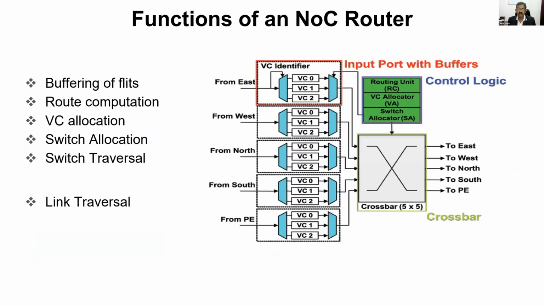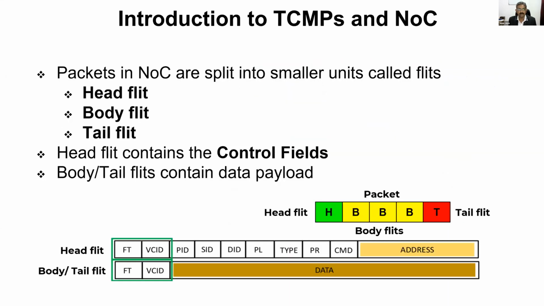If you look at the basic functions of an NOC router, it involves buffering of the flits, and then for every head flit, you do the route computation and virtual channel allocation, which is essentially reserving your buffer in the downstream router, followed by switch allocation, traversing the switch, and at the end, the link traversal. From a flow control perspective, packets in a network on chip are split into smaller units known as flits, which consist of a head flit, one or more body flits, and a tail flit, which ends the sequence.